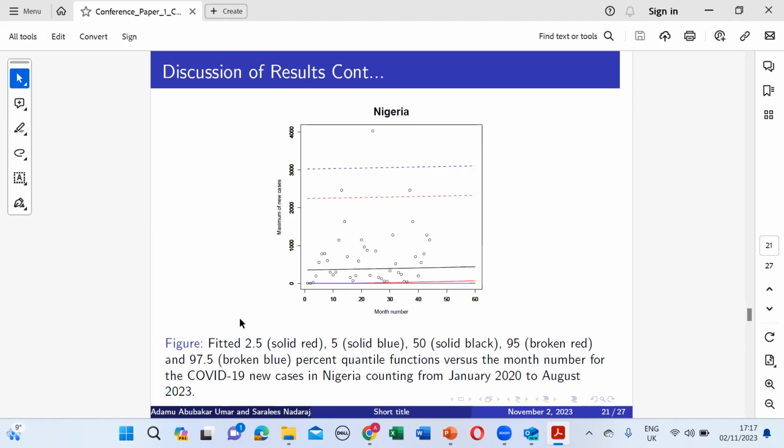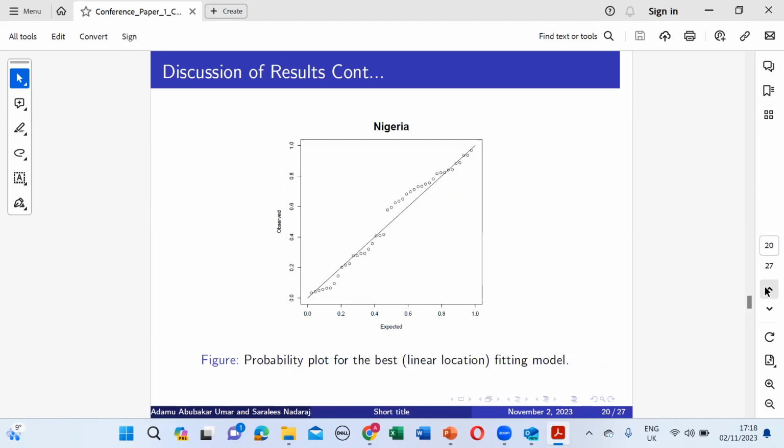Also, we have the fitted model here, which has the quantile function. We have the 2.5, 5, 50, and 95 percent quantile functions versus the month number for COVID-19 in Nigeria. So we have this plot. You can see from here that there is a bit of an increasing trend for the Nigerian data.